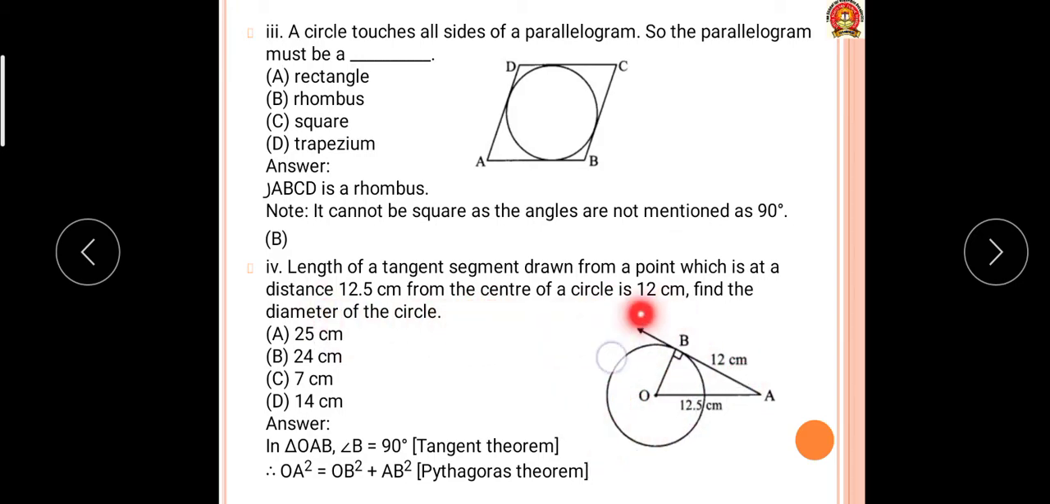Answer. If a diagram is there, no need to read only the question. Why? Because it is already mentioned that this is 12.5 centimeter, AB is 12 centimeter, and it is given that AB is a tangent touching the circle at point B, therefore angle B is 90 degrees, and therefore OAB is a right angle triangle. By the Pythagoras theorem you can easily find out OB, that is 12.5 square minus 12 square, you will get OB. Very simple.